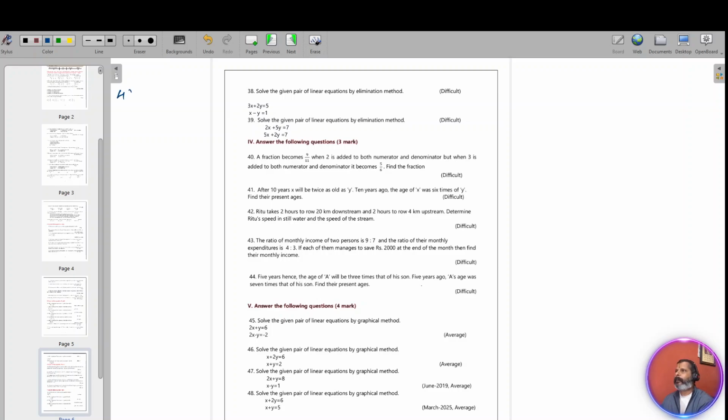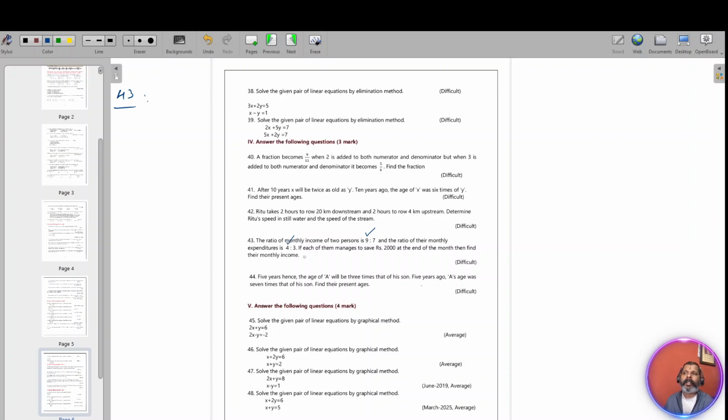43. The ratio of monthly incomes of two persons is 9 and 7. That means the persons' incomes are given in the ratio 9 to 7. Their expenses are given as 4 and 3. They manage to save 2000 at the end of the month. Find their monthly income. That means the first person's income is 9x and his expenditure is 4.